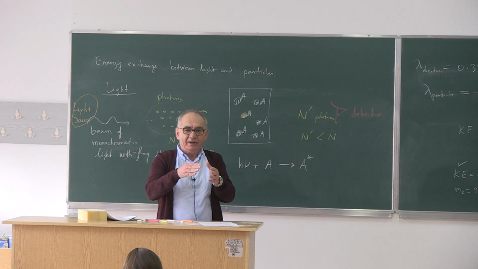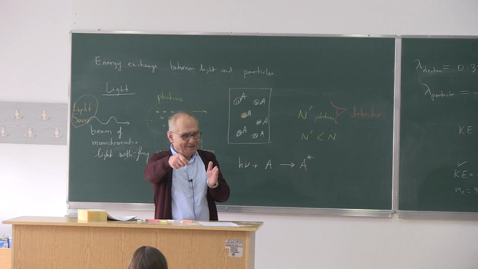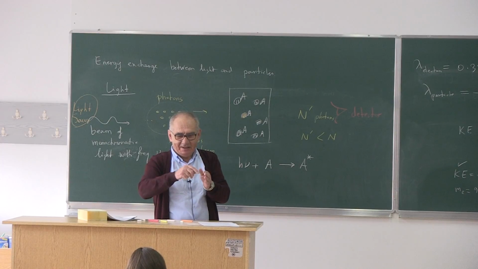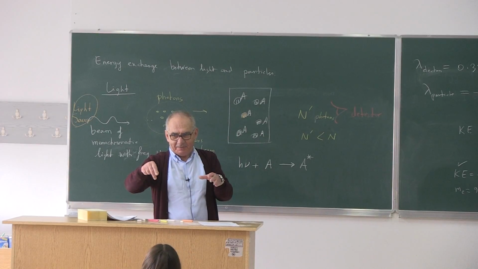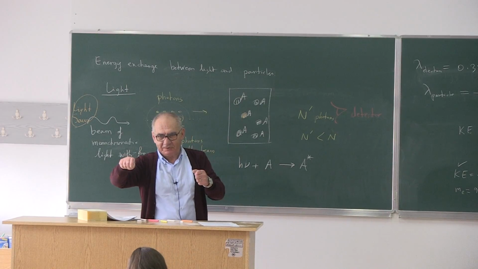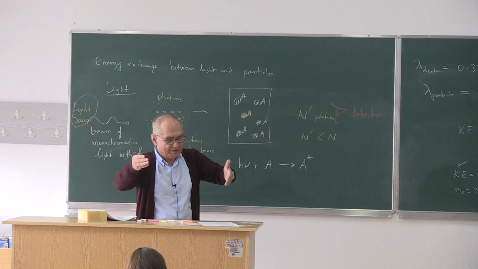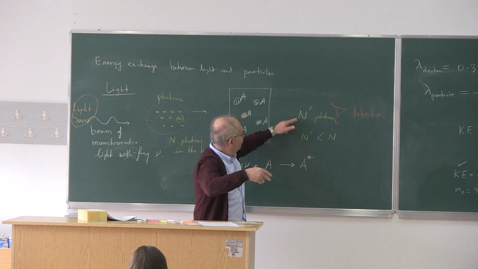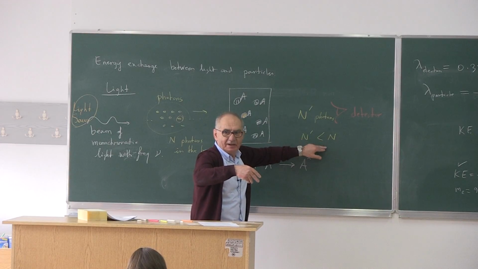In other words, it is not possible that half of the photon energy is transferred to the particle. It is either a yes or no type problem. Either all of it will be transferred or none of it will be transferred. If none is transferred, the number n prime will be the same as n here.